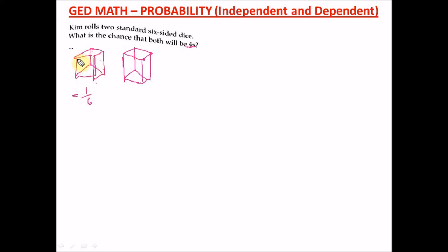So this is the probability for the first die. Now what's the probability of the second die being a 4? It is also 1/6. So therefore, the probability, the chance, that both will be fours, is 1/6 times 1/6. So that would give us 1/36. So this is the answer for this question.